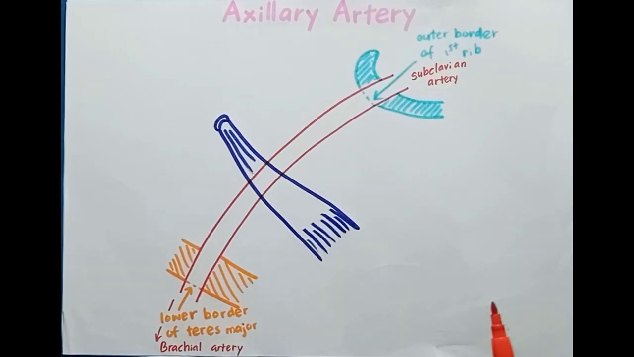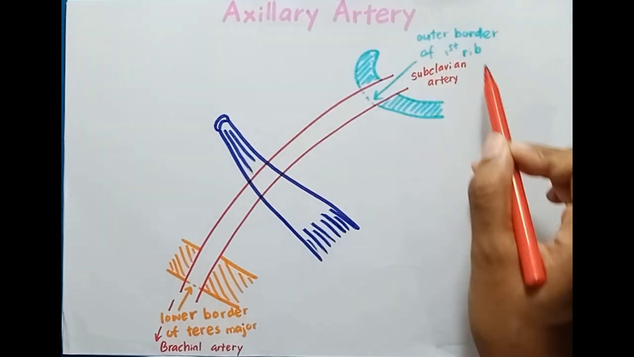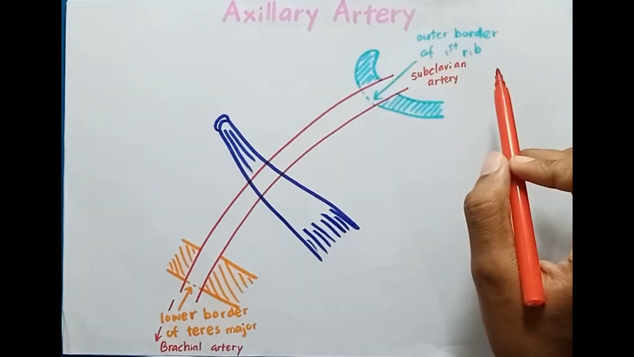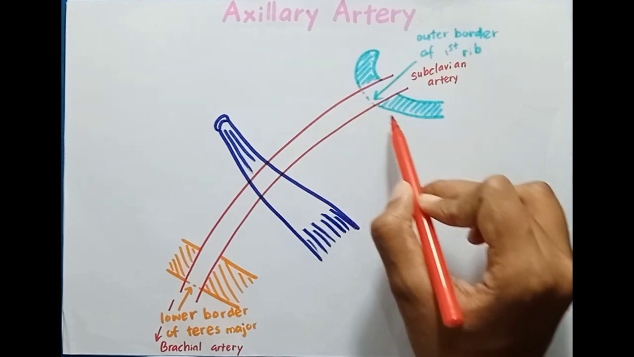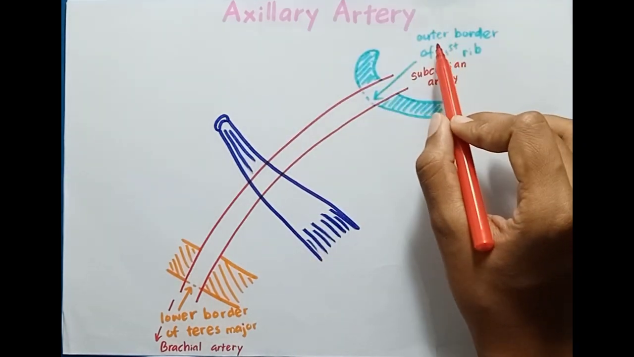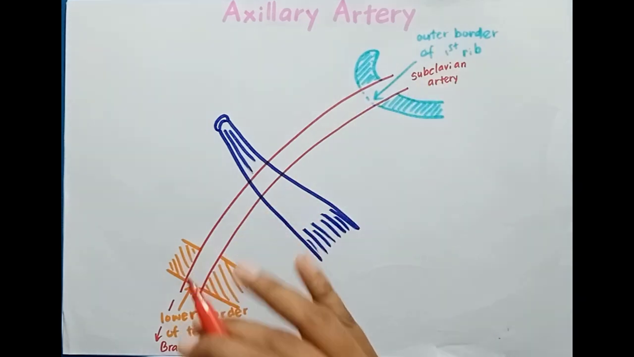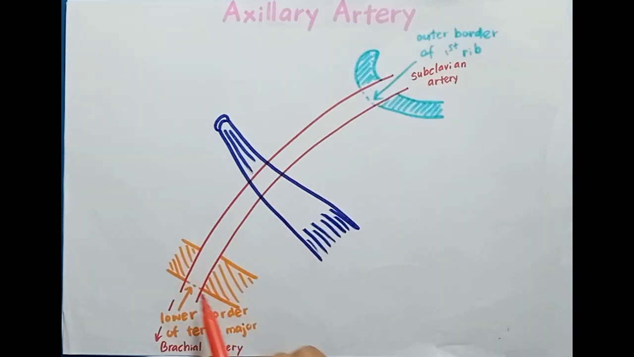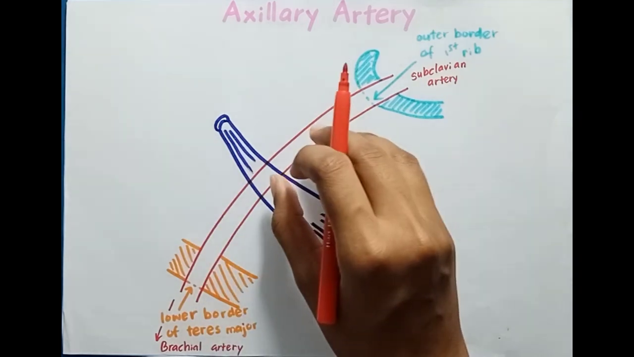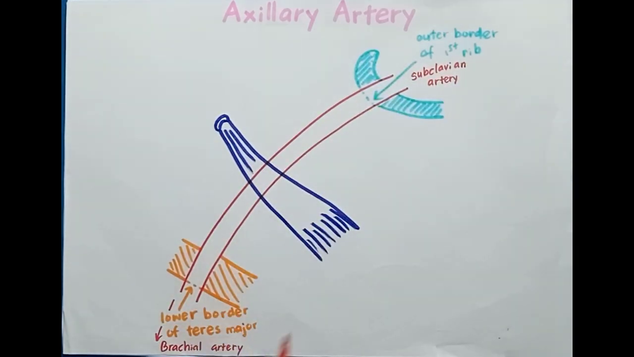So I'll tell it again. The axillary artery begins as a continuation of the subclavian artery at the outer border of the first rib, and it ends at the lower border of the teres major muscle and continues as the brachial artery. So this part is the axillary artery, above this is the subclavian artery, and below that is the brachial artery.